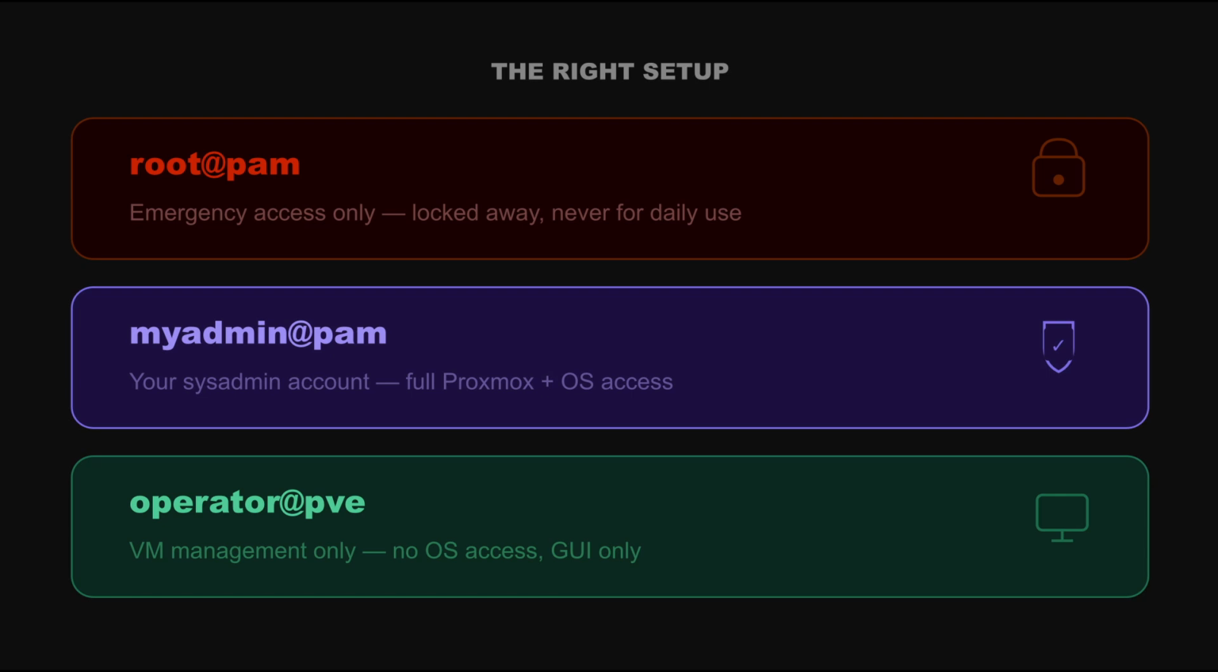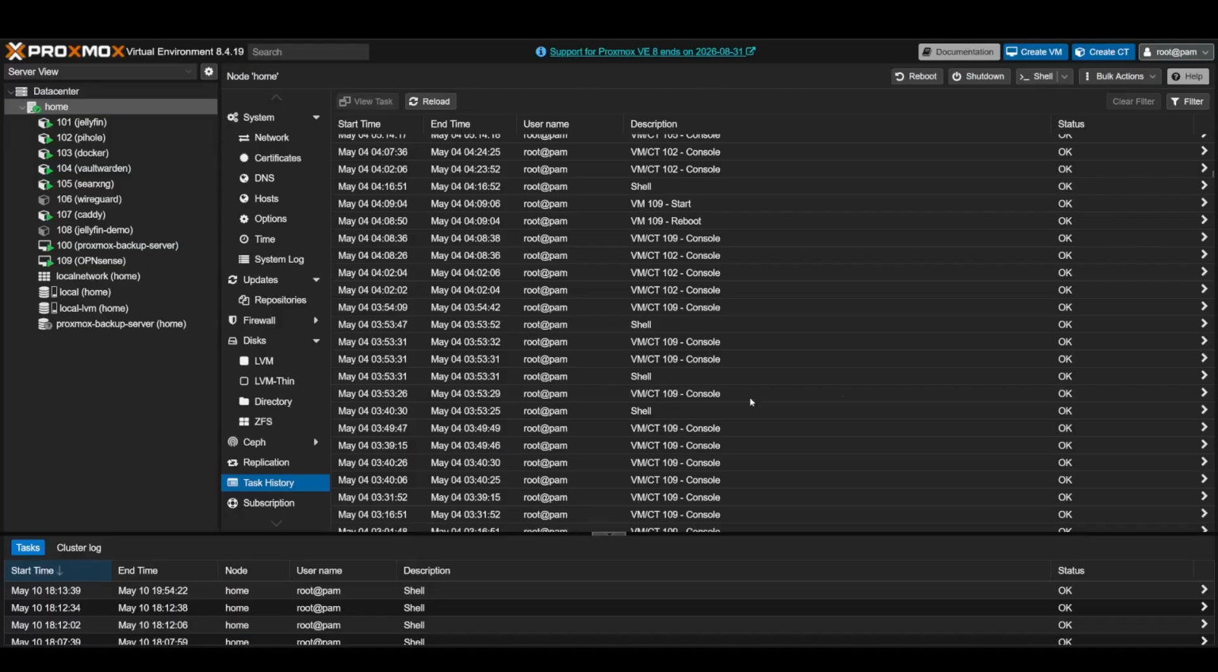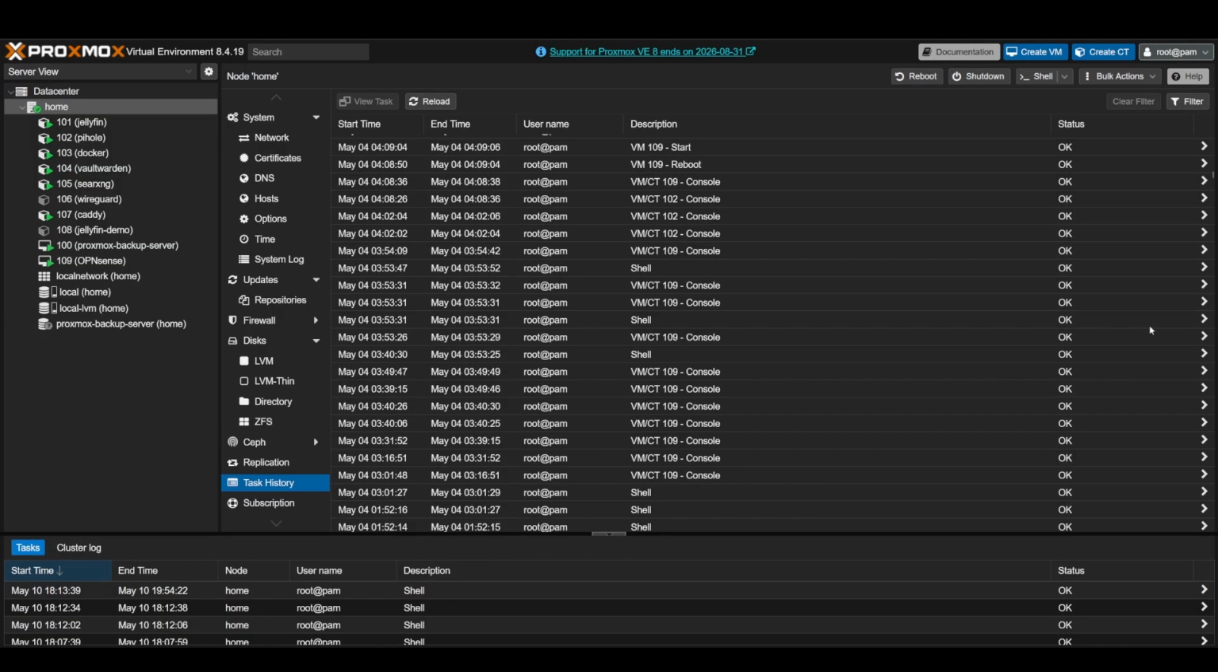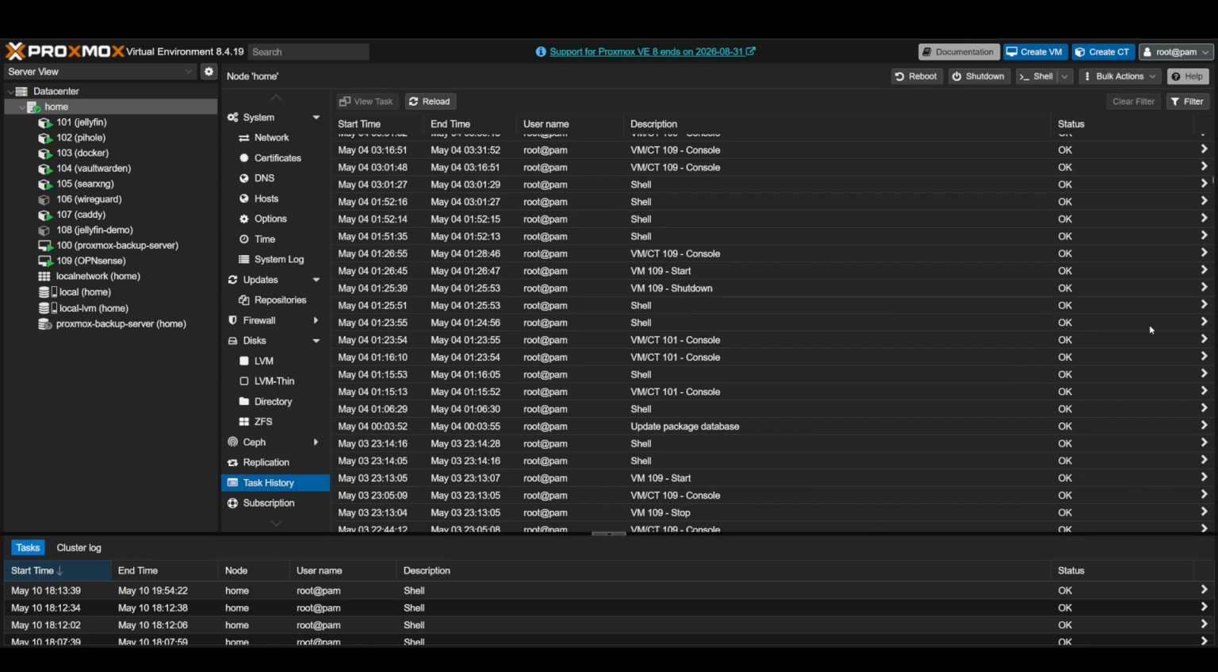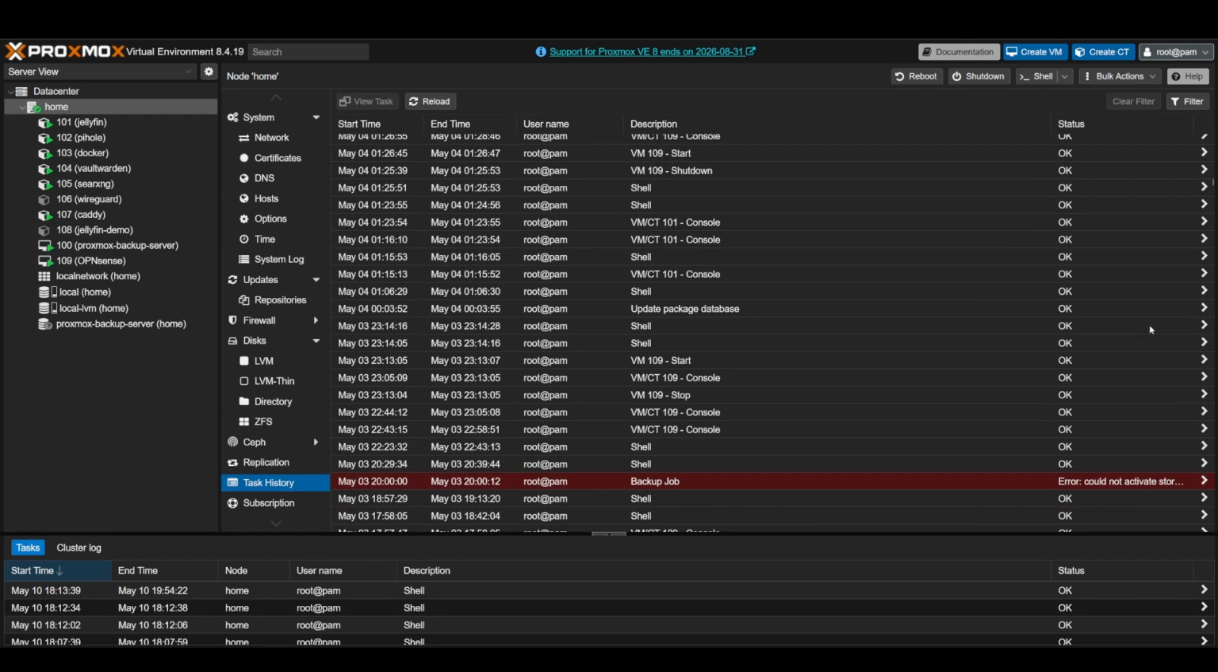Instead, follow the principle of least privilege. Create a PAM admin for system level maintenance and create a PVE operator for day-to-day VM management. Give each account exactly the access it needs and nothing more. Proxmox logs which user did what, when and from where. If something goes wrong, you know exactly who to blame, and that person is usually yourself at 2 AM.